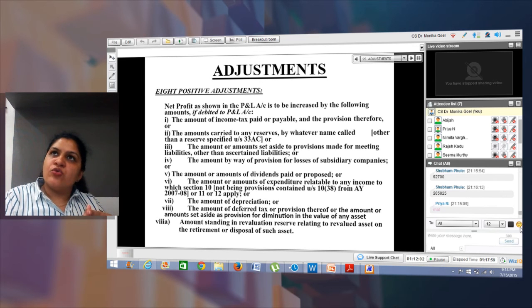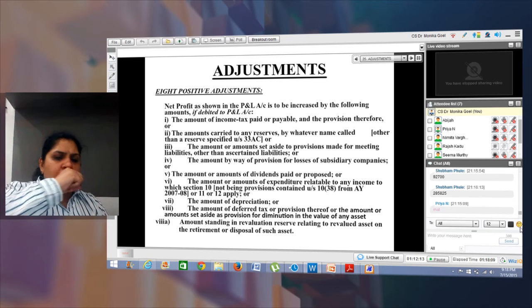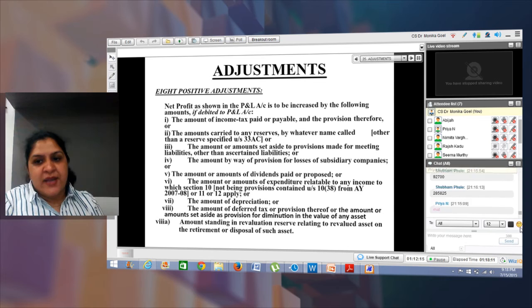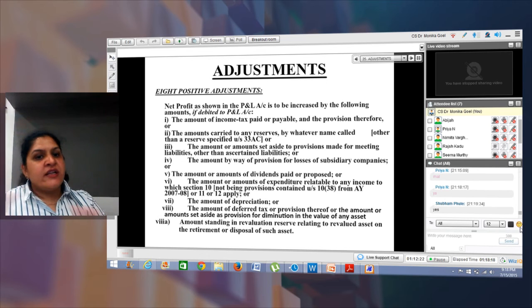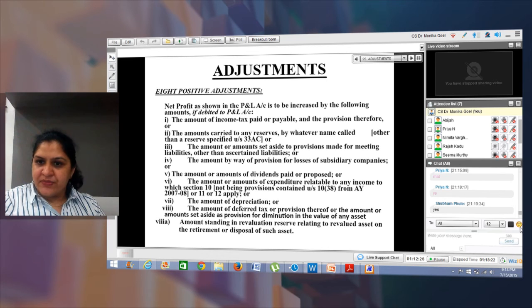It does not include a commodity transaction tax. It does not include securities transaction tax. It does not include any kind of indirect taxes. Is the point clear? So whatever is included has to be added back. Whatever is not included, there is no adjustment for that. You don't have to do anything about it. Okay? Is it clear?